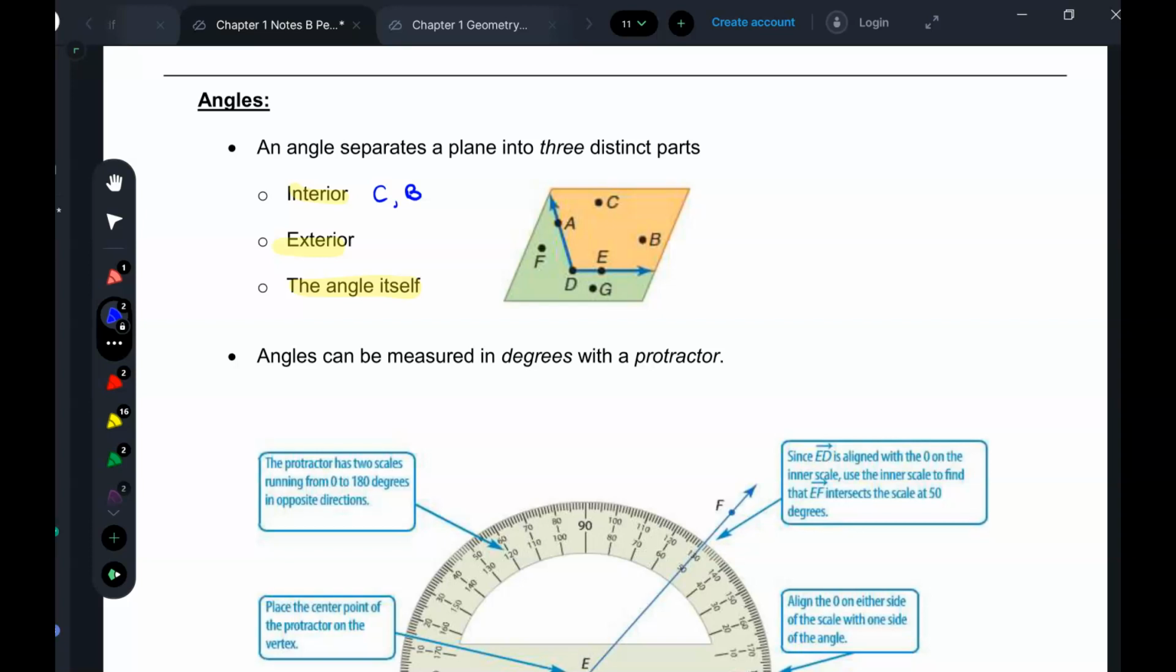Okay, what about the exterior of the angle? F and G, the angle itself, D, A, and E. Okay, what's an exterior? The outside. The outside. Yeah, inside and outside.